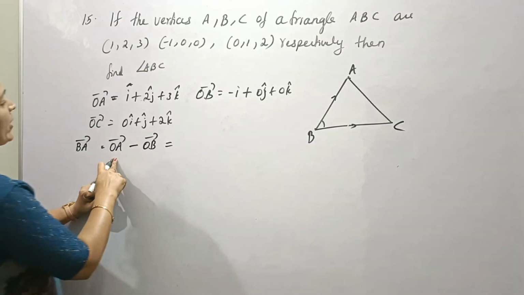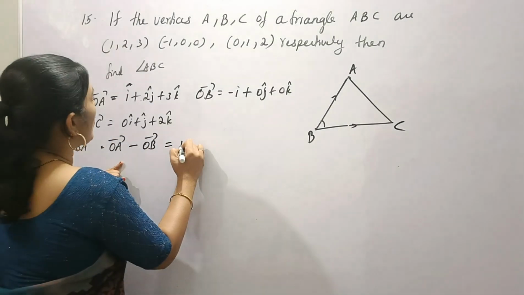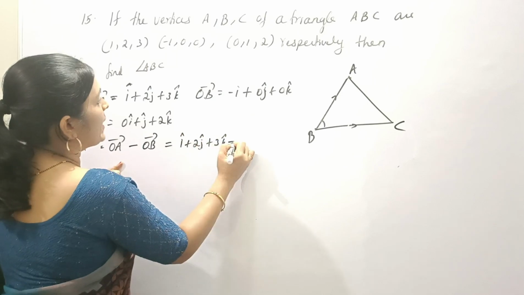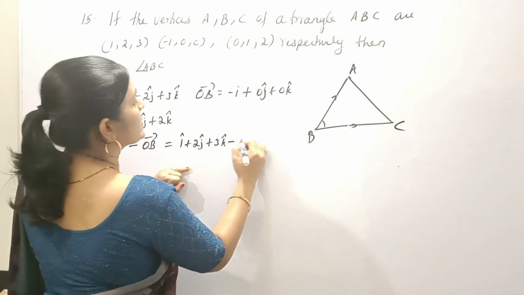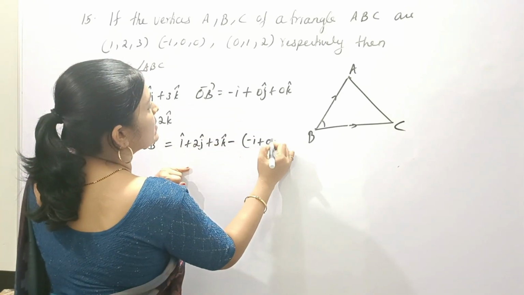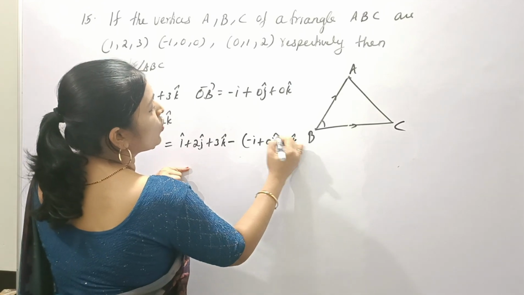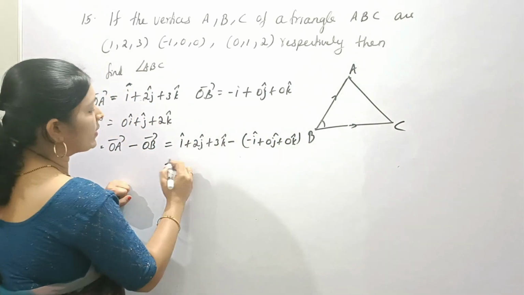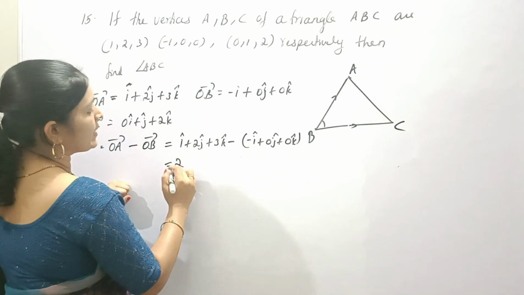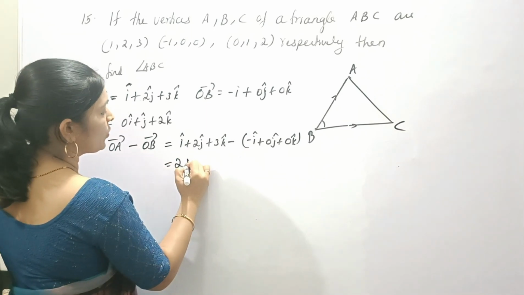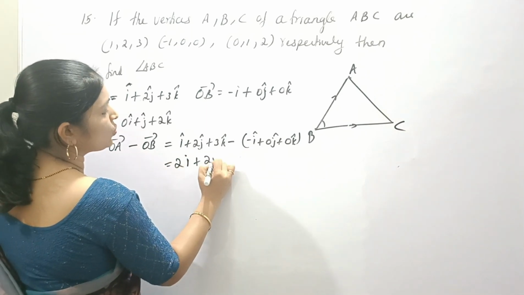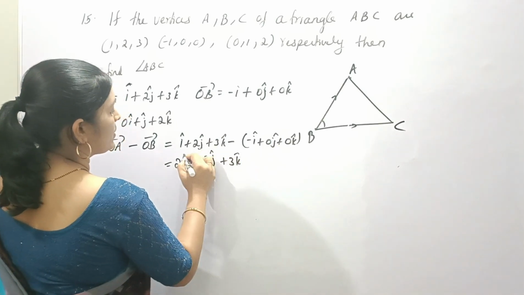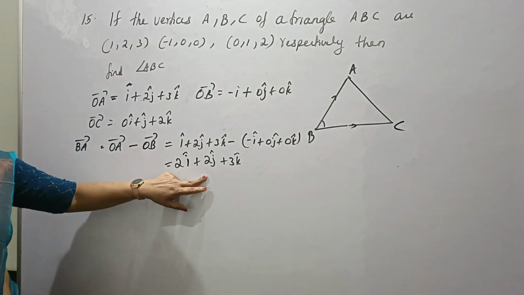Let's find it. Vector OA is i plus 2j plus 3k, minus vector OB, which is minus i plus 0j plus 0k. That is equal to 1 minus minus 1, 2i, plus 2 minus 0, 2j, plus 3 minus 0, 3k. It is vector BA.